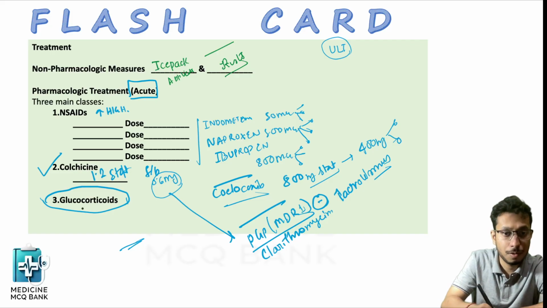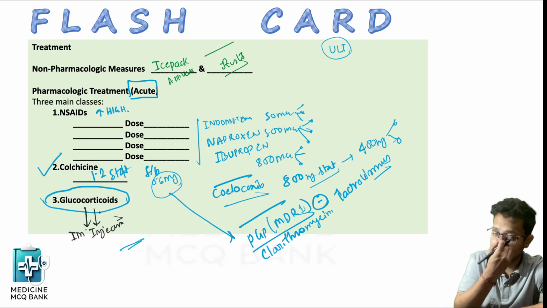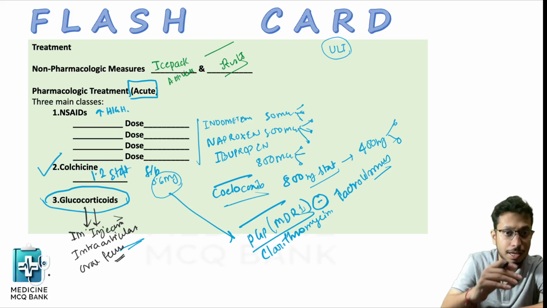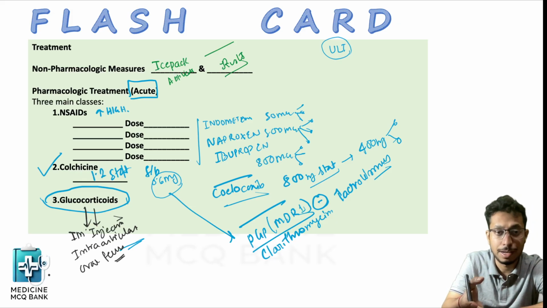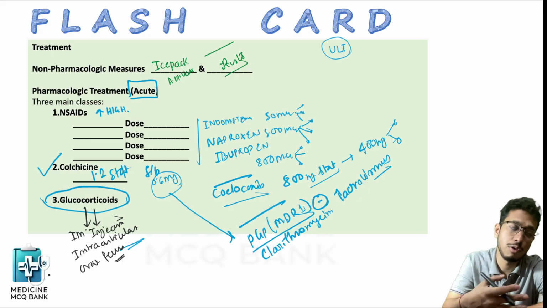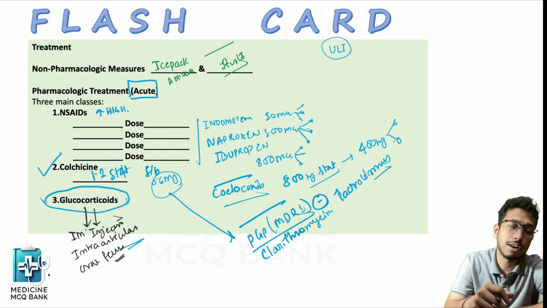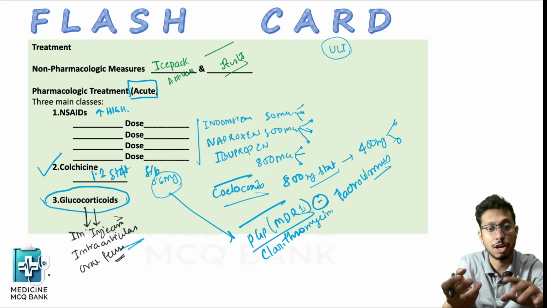Glucocorticoid is the only drug which can be given as IM injection for pain relief. Besides this, it can be given in the form of intraarticular injection as well or oral form as well. Right. Okay. So initial dose is prednisolone 30 to 50 milligram per day, then it is tapered accordingly. It is useful mainly in polyarticular gout where more than one joint is involved and the patient on NSAIDs or colchicine is not getting relief, right? Also, it can be used in monoarticular gout if you are planning to give intraarticular steroid injection, right?